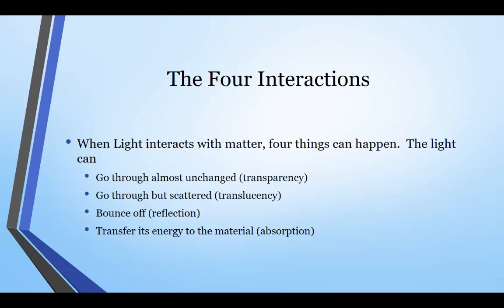When light interacts with matter, four things can happen. The light can, one, go through almost unchanged. This is what we call transparency. Two, go through but scattered. This is what we call translucency. Number three, bounce off. This is what we call reflection. Or number four, transfer its energy to the material. This is what we call absorption.